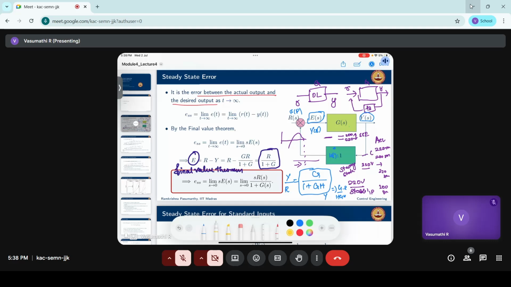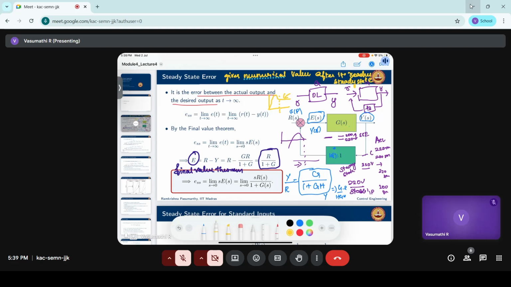The final value theorem gives the numerical value after it reaches steady state. So initially the system will work through the transient, and after this transient period, what is the final value? This final value theorem will give out this value.